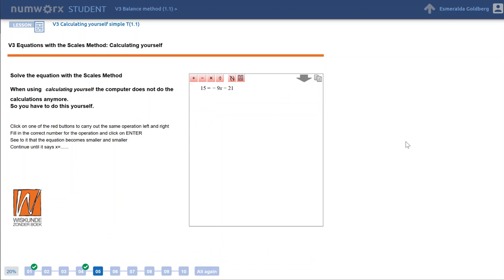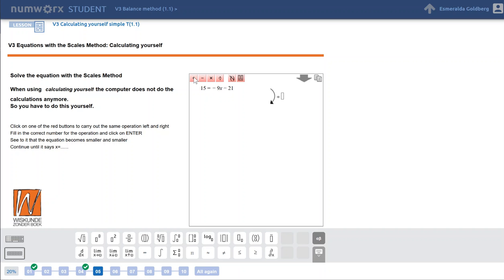Exercise 5 then. Here we can solve this equation in 2 different ways. Originally I said that we want all x's to be on the left-hand side and all regular numbers to be on the right-hand side. And we can still do it that way. On the right-hand side, right now we see minus 9x. And if we want to get rid of minus 9x on the right-hand side, we have to do plus 9x.